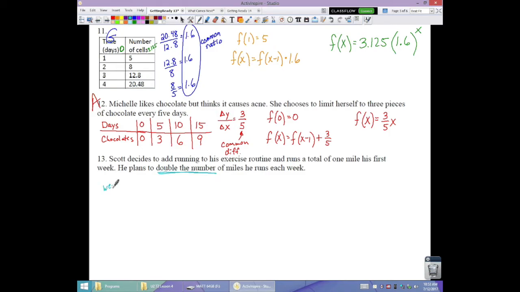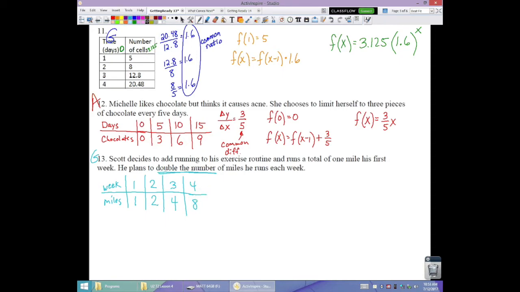So again, you might want to look at a little table, but hopefully the word double has given away that this is a geometric sequence. To double something means we're going to multiply by 2. So he runs a total of 1 mile his first week. So week 1, 1 mile. Week 2, he's going to double that 1 and have 2 miles. Week 3, he's doubling that amount to 4. Week 4, 8, and so forth.